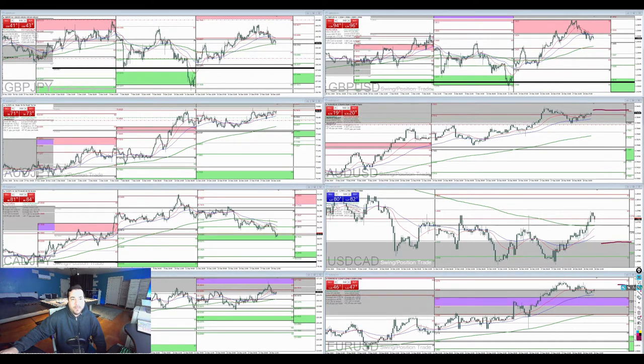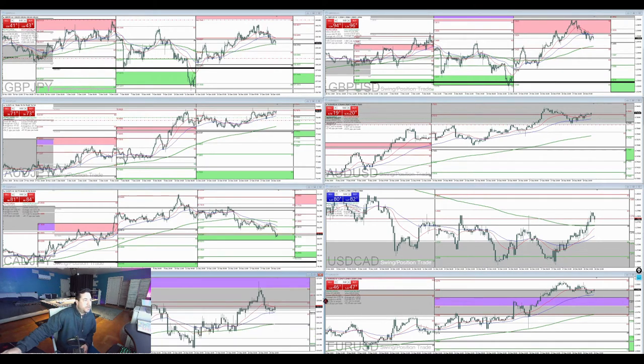Okay. And the Euro Yen is eligible only for short because we reached the monthly take profit zone. We'll enlarge that one. We're closer to central pivot than we are to M3. This is where price is at right now. This is where M3 is going to be up there.